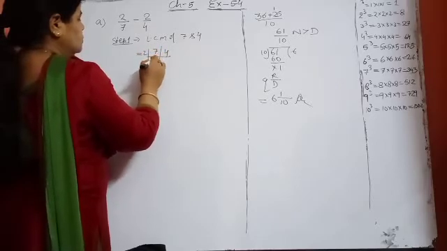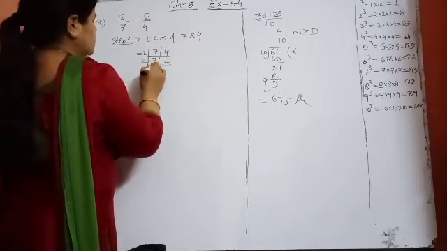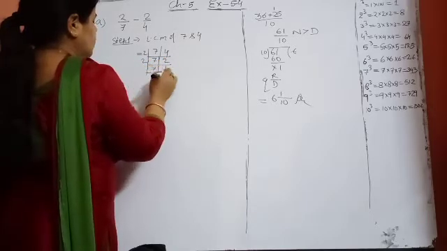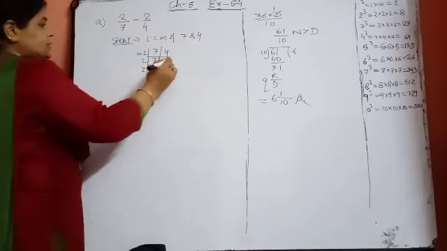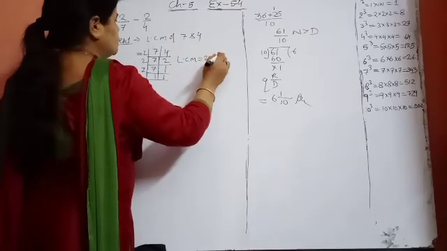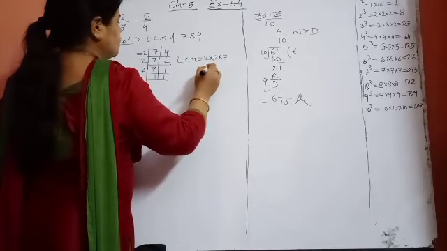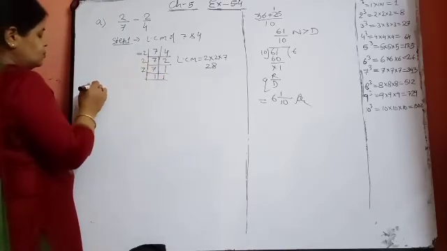Divide by 2. 7 does not come in the table of 2. 2 twos are 4, then 7 stays. Then 2 ones are 2, and finally 7 sevens are 1, and 7 and 1. Okay. So the LCM will be 2 into 2 into 7. 2 twos are 4, 4 sevens are 28.